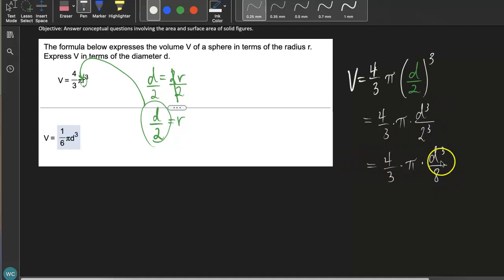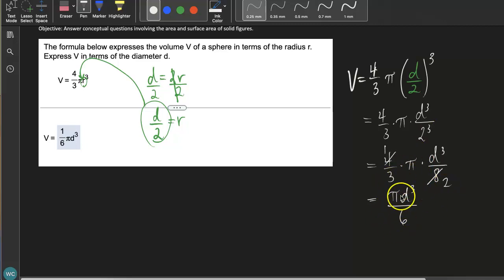Next, I'm looking at these terms and they're all being multiplied together. I see a 4 in the numerator here and an 8 in the denominator here. So dividing both by 4, I get 1 now in the numerator and 2 now in the denominator. Then I can multiply across, and I have 1 times pi times d cubed, or in other words, pi d cubed. And in the denominator, 3 times 2, which is 6.